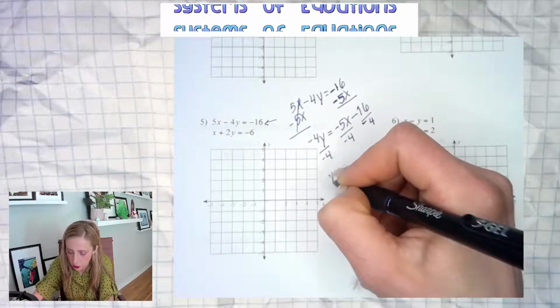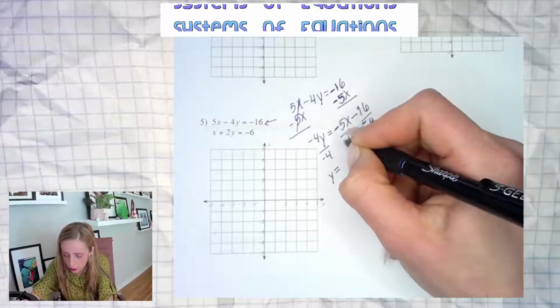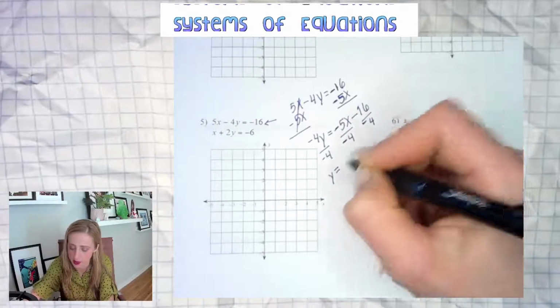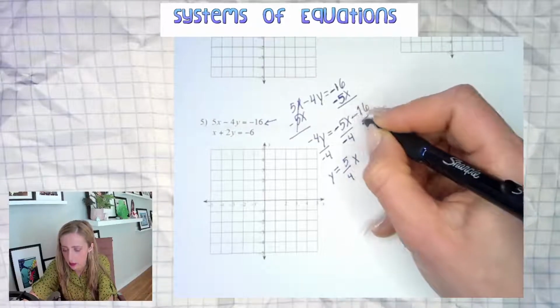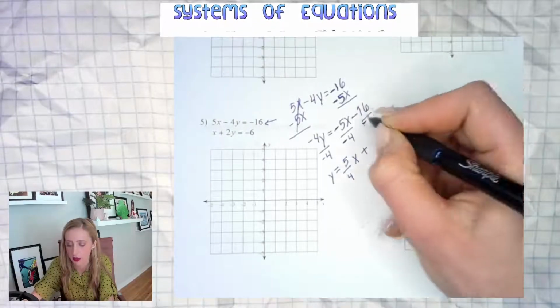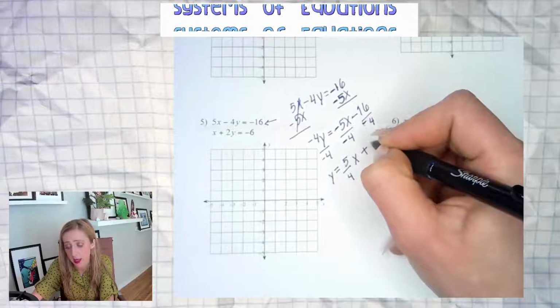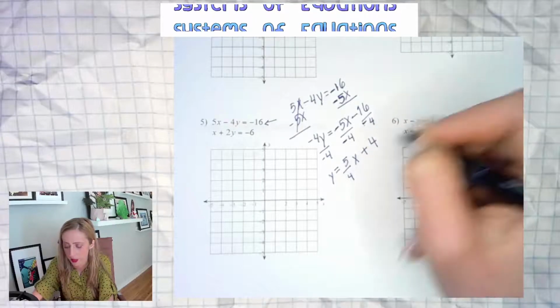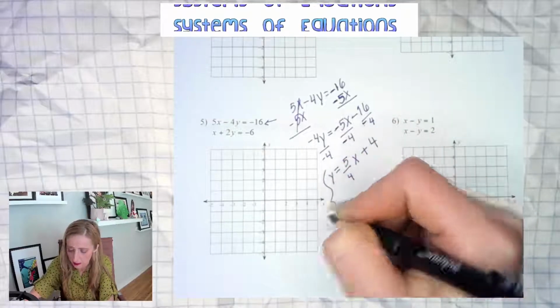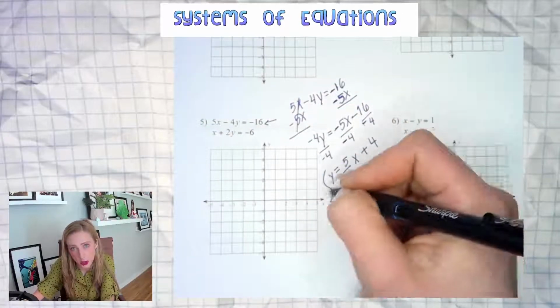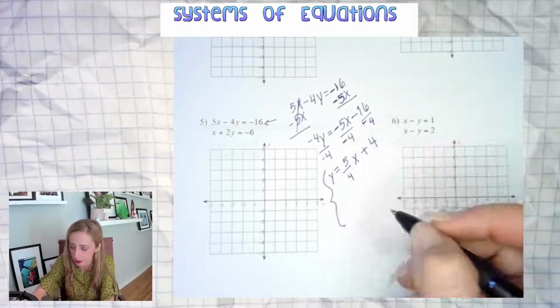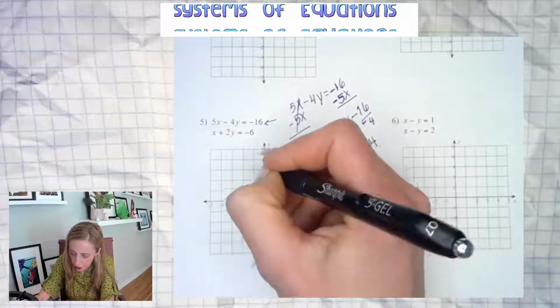That means I'm left with y equals a negative over a negative, which is positive 5 over 4x. Negative over a negative is positive, and 16 over 4 is 4. So that's my first equation. I'll do the work for the other one, just like this one, get my other equation and graph them from here. That being said, +4 is my y-intercept.